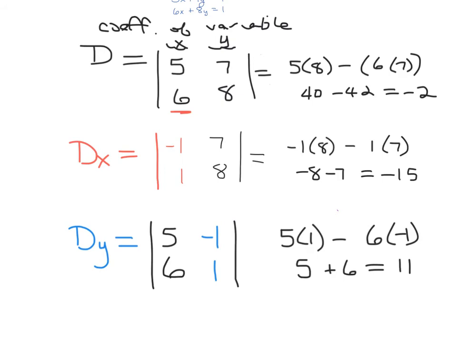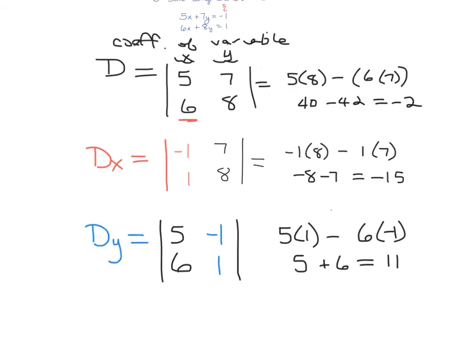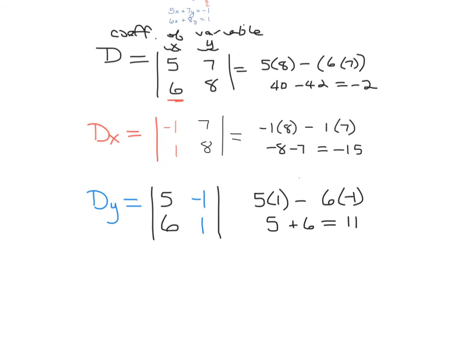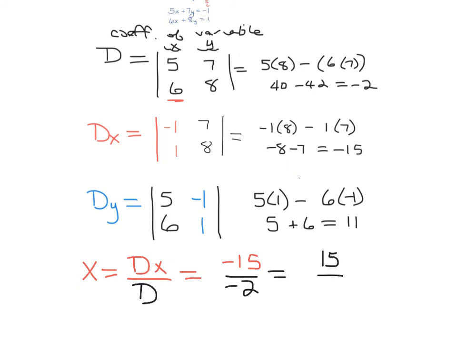I am now going to take these three determinant values and use them to find the values of x and y, or the ordered pair where my two equations cross. The way that I do that, to find x, I take the value of Dx, divide it by the value of D. My Dx was -15, and my D is -2. So the value of x in my system for that ordered pair is 15/2.